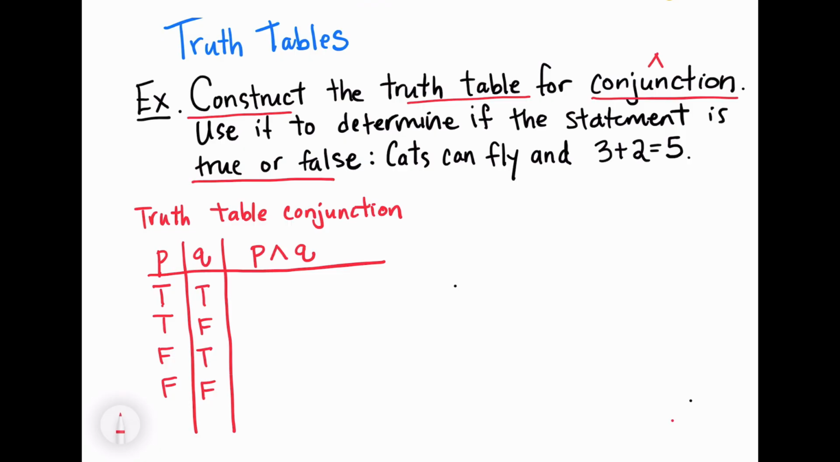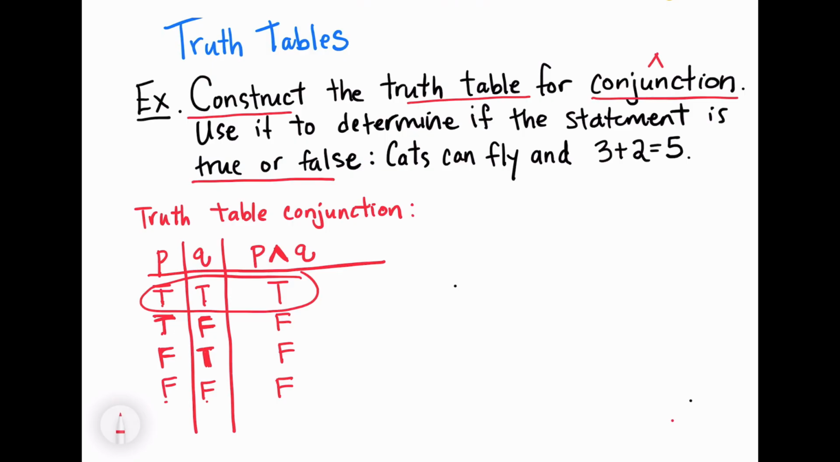Now, the way the truth table for conjunction works is that an "and" statement is only true if both P is true and Q is true. So if P is true and Q is true, then the conjunction is true. If P is true but Q is false, then the statement is false. If P is false and Q is true, then the statement is false. And if they're both false, then the whole conjunction is false. So this is the only case where we get a true conjunction. Both of the statements have to be true.